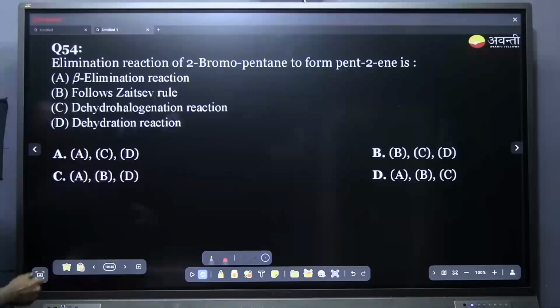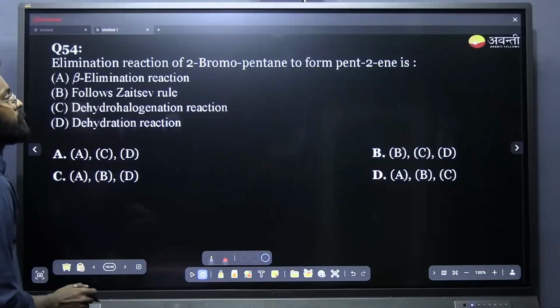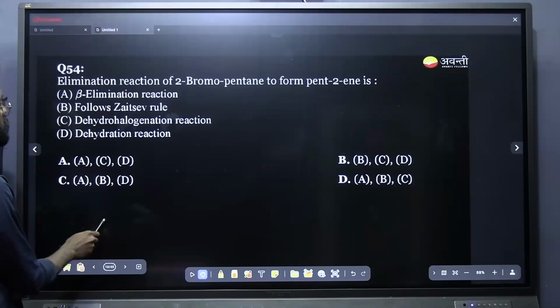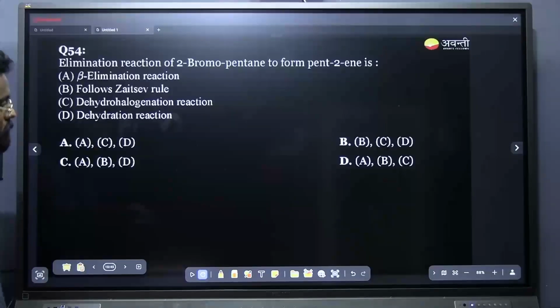Okay. Yeah, what is the answer for this question? 2-bromopentane to form pent-2-ene. This is, I think, a PYQ question only. Yeah, what is the answer? Option D.